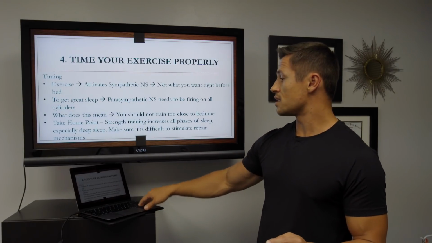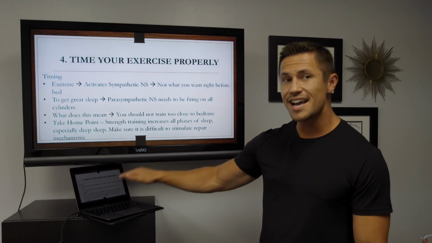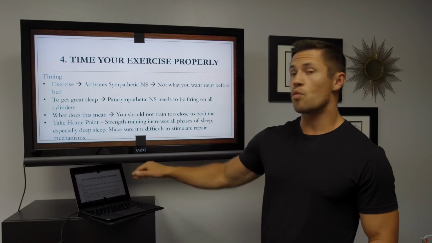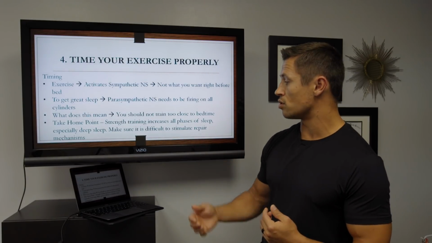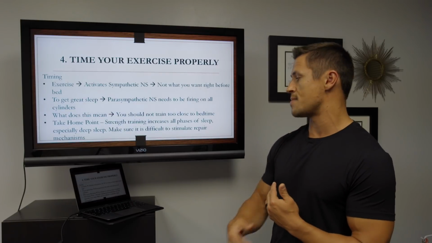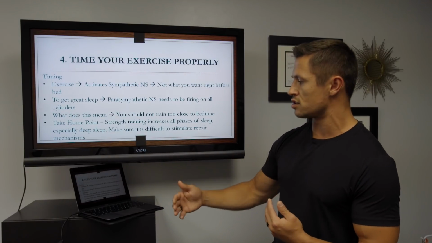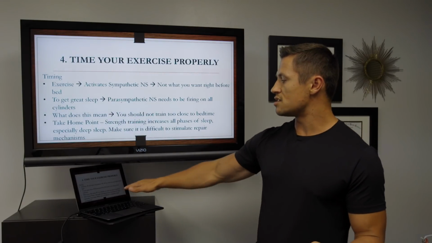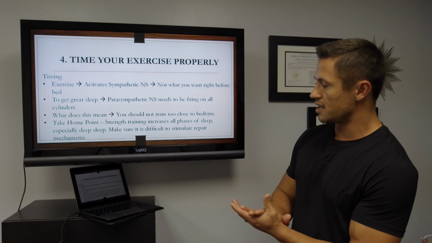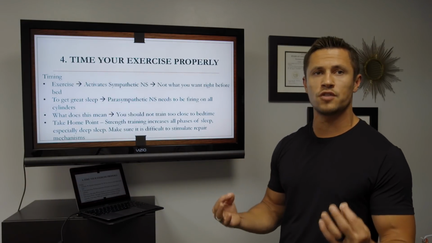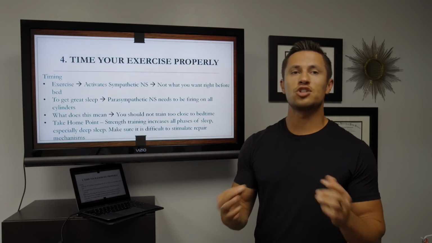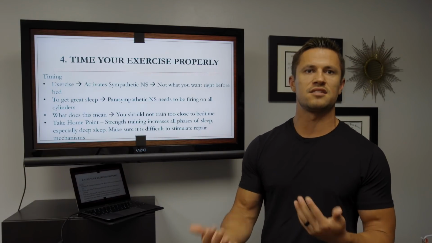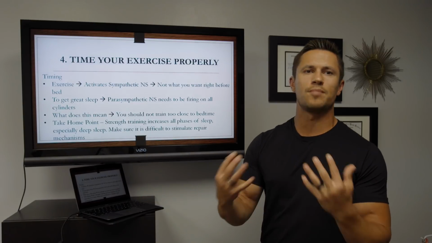Now, here's the thing. The timing of your exercise matters because exercise activates your sympathetic fight or flight nervous system, which is not what you want right before bed. Because to get the best sleep possible, you want your parasympathetic nervous system activated, and you want it firing on all cylinders. So this is what you do. You should strength train, you should exercise for sure, just not too close to bedtime. Because the take-home point here is that strength training increases all phases of your sleep, especially your deep sleep. Just make sure that you're not doing it too late in the evening, because it can impair your repair mechanisms, because it's not going to allow you to get deep sleep because of that sympathetic overload right before bed.